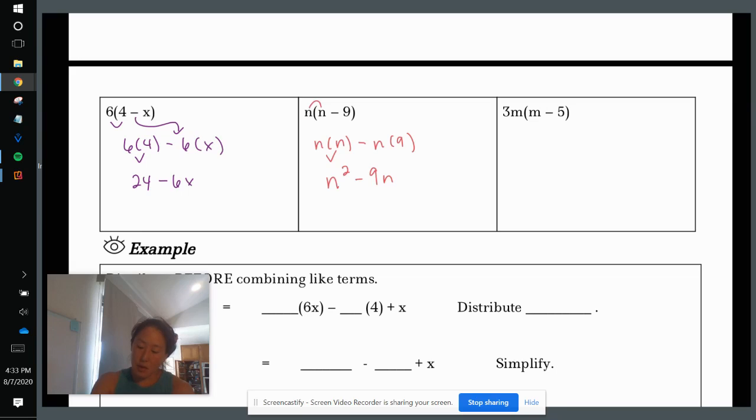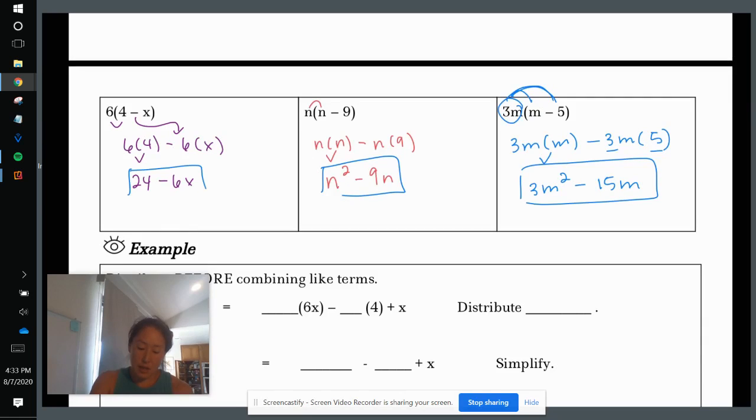Last example, 3m is on the outside, so we're going to multiply that in. 3m times m minus 3m times 5. Okay, so 3m squared minus, we're going to take 3 times 5 is 15 times m.